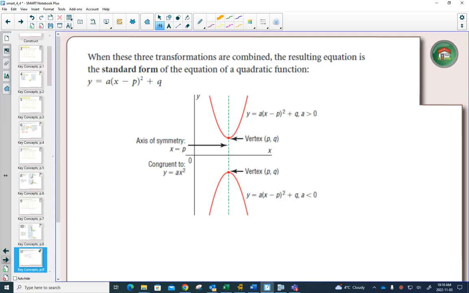And putting this all together is what we have and what is called the standard form.